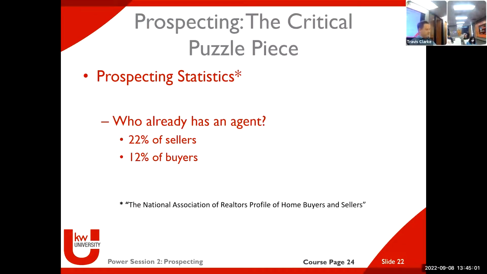I thought this was interesting. Go to page 24, if you guys can. Prospecting statistics, only who already has an agent, before you start, whether it's open houses, cold calling, door knocking or whatever. 22% of sellers already have agents. I don't look at it like 22%. I look at it the other way and I'm like, man, about 78% of people don't have an agent yet. My odds are good, right? That's how you want to look at that.